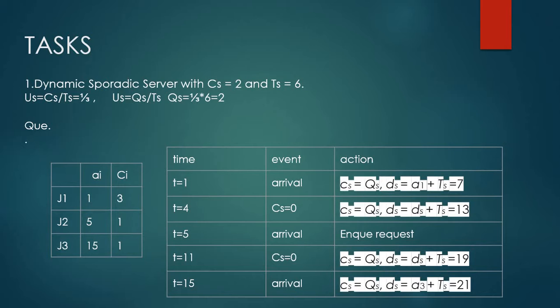At t equals 5, the second job arrives and waits in the ready queue. At t equals 11, when the job starts to execute, the budget again becomes 0. Then similarly it is assigned the maximum budget and the deadline equals the old deadline plus server time, that is 13 plus 6 equals 19. At t equals 15, the new process, job 3, arrives and again CS equals QS and the deadline becomes the arrival time of the third process plus the server time, that is 21.